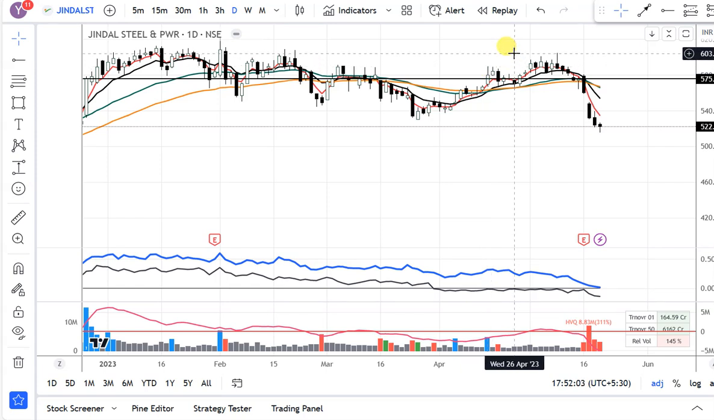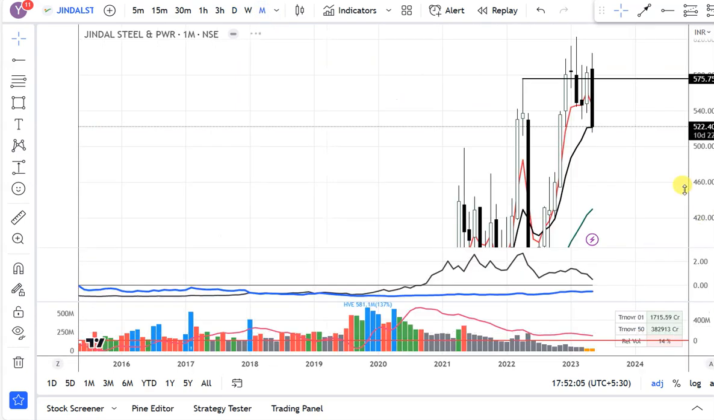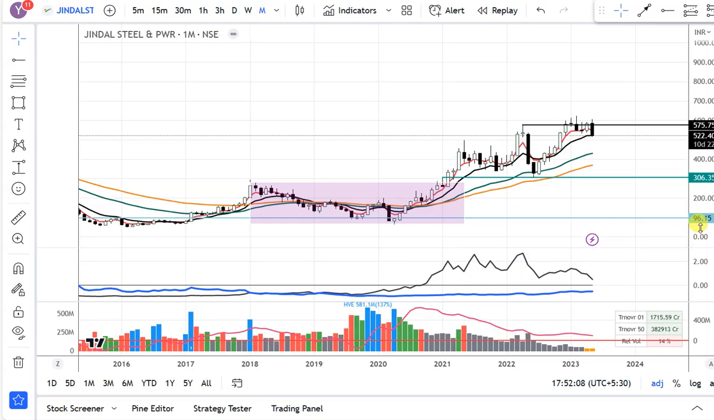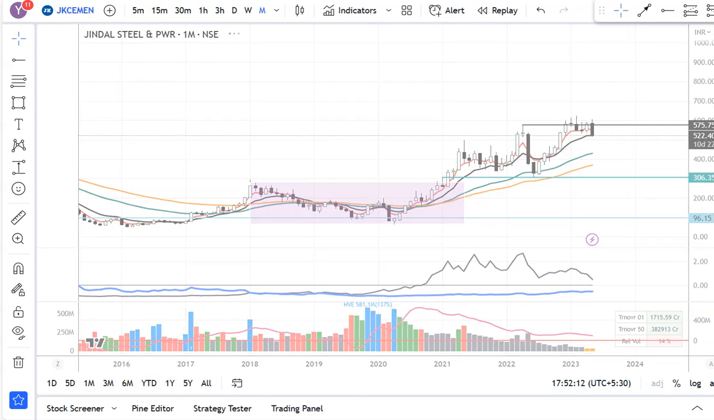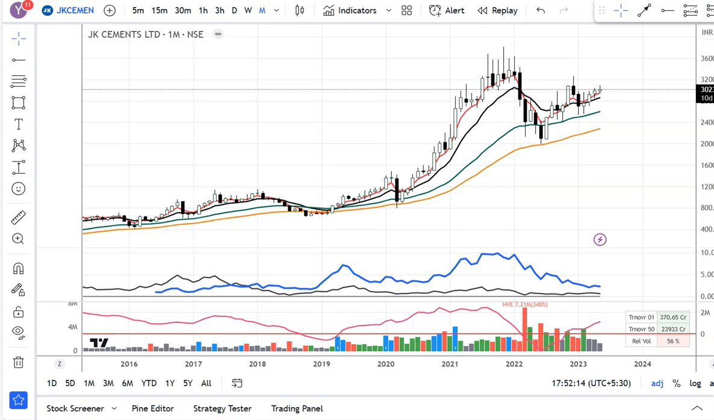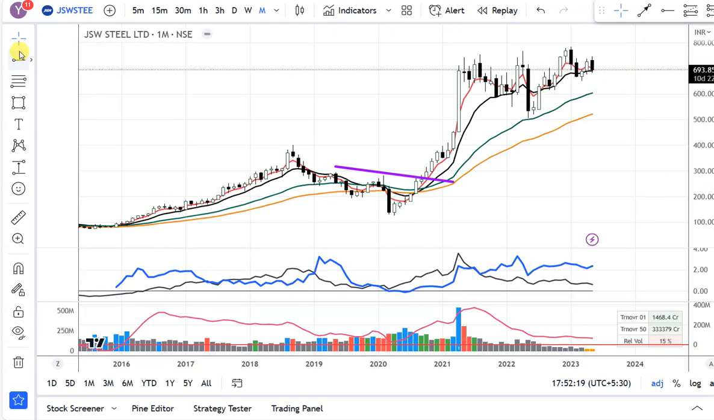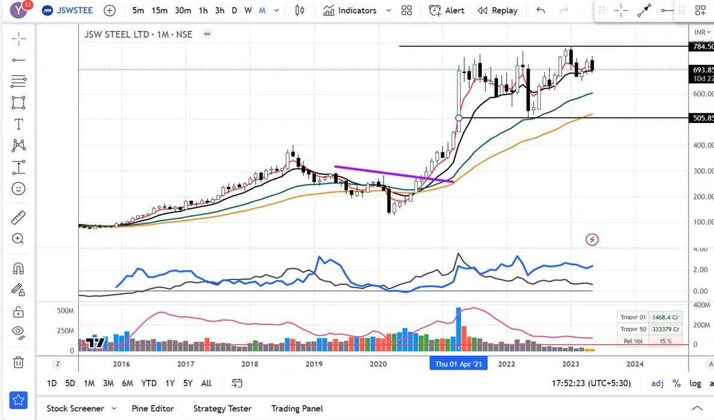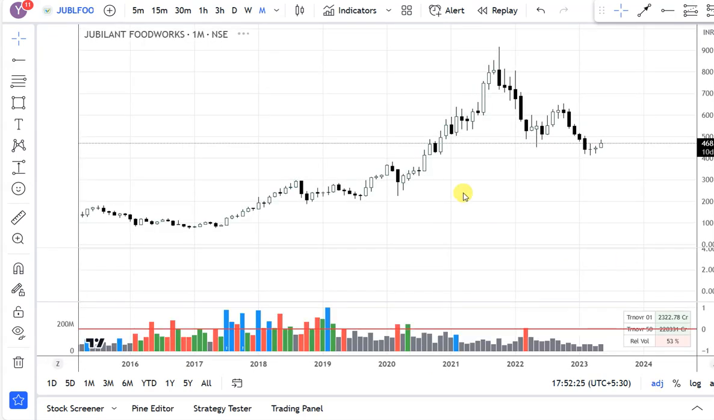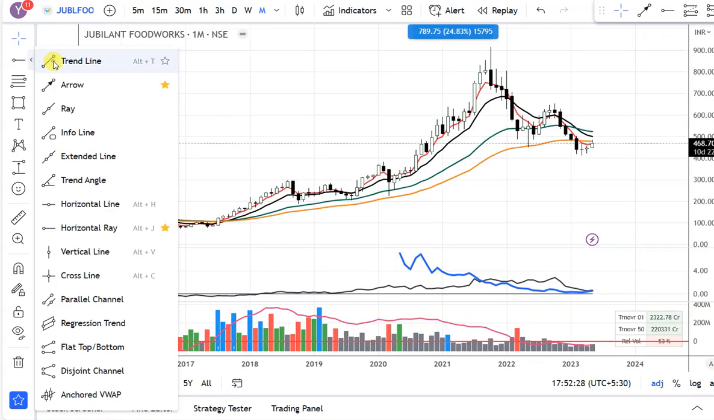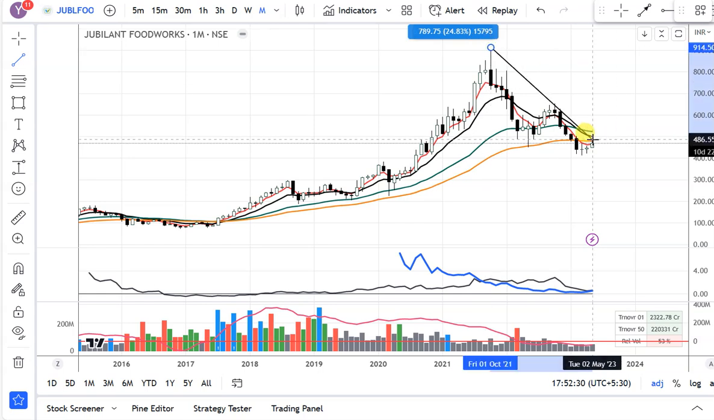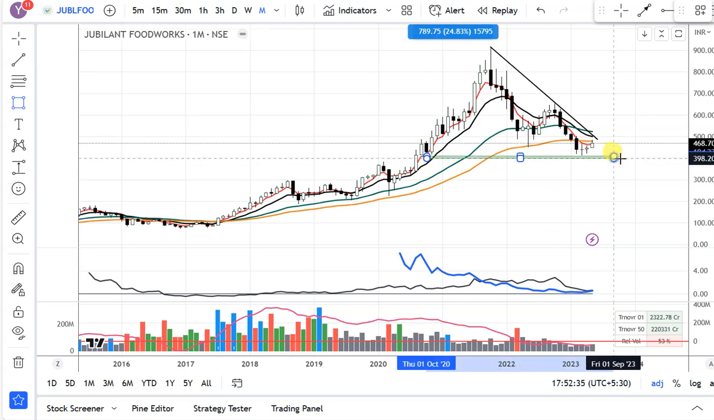JK Cement, again, the cement industry is doing nothing. JSW is again sideways. So we need to wait and see what is happening. Not much is happening on the technical side in futures and options stocks as of now. This means you need to be cautious in the market, because if your F&Os are not giving you a lot of opportunities, that means the markets are not giving confident entries.